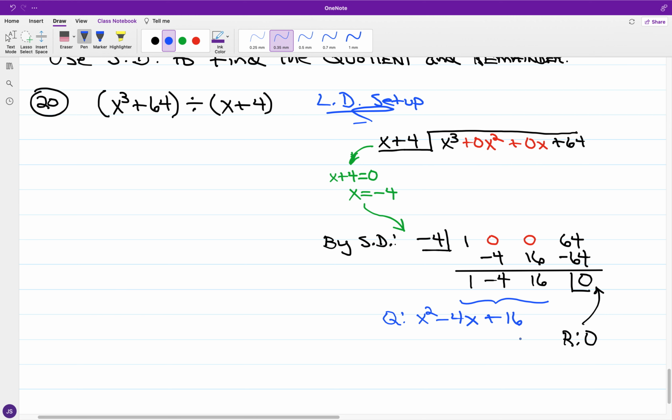So this is the quotient, and again we have no remainder, and so this is saying that we have complete divisibility. So the quotient times x plus 4, or x plus 4 times x squared minus 4x plus 16, if you take the product, it's going to go exactly to x cubed plus 64.